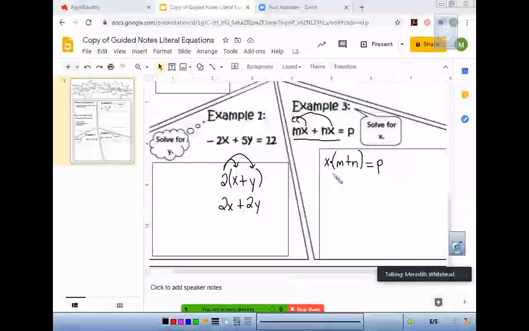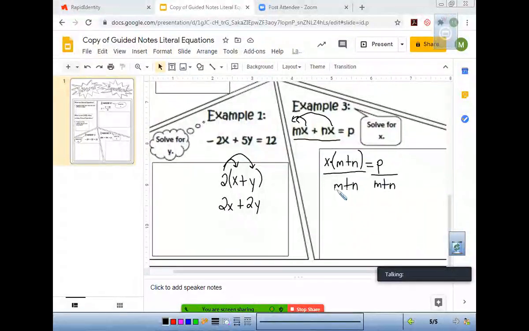What's the opposite of multiplication? Division. So to get the x by itself, I'm going to divide both sides by m plus n. Those would cancel out. So that's going to leave me with x equals P over M plus N. And that would be my answer.